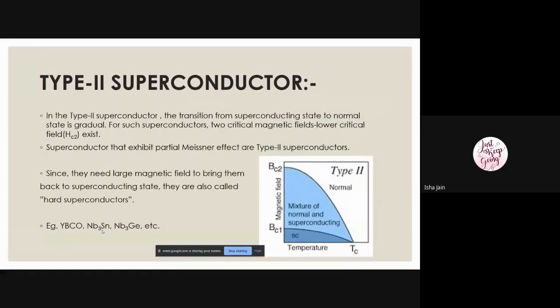Type 2 superconductors. Metal alloys or complex oxides are mainly type 2 superconductors. In type 2 superconductor, the transition from superconducting state to normal state is gradual. For such superconductors, two critical magnetic fields, lower and upper, exist. Superconductors that exhibit partial Meissner effect are type 2 superconductors. Since they need a large magnetic field to bring them back to normal state, they are also called hard superconductors.